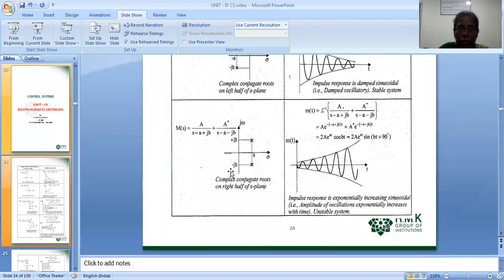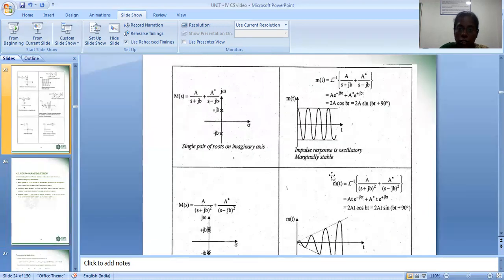Whereas similarly, when the complex conjugate pairs are lying on the right half of the S-plane, that is the RHS of the S-plane, you can see that the oscillations are increasing. The impulse response is exponentially increasing. It's an oscillation where the oscillations are exponentially increasing, which means that the system becomes unstable here. Since the oscillations are not damping out and are exponentially increasing, it leads to an unstable system.